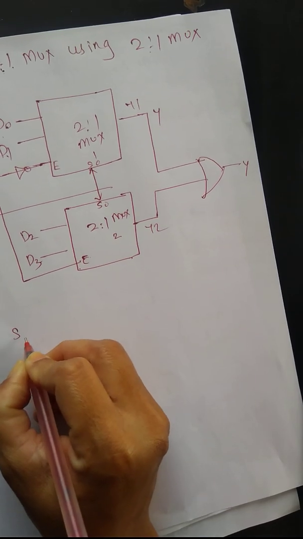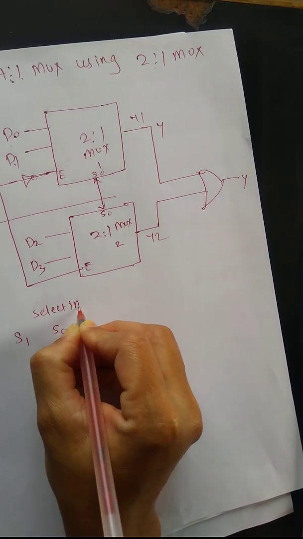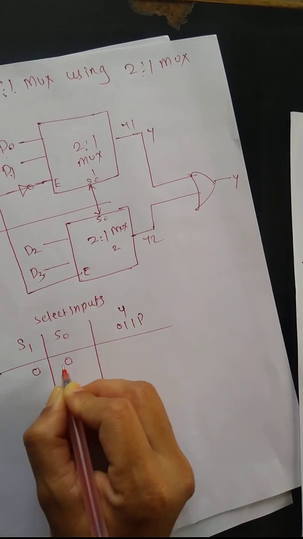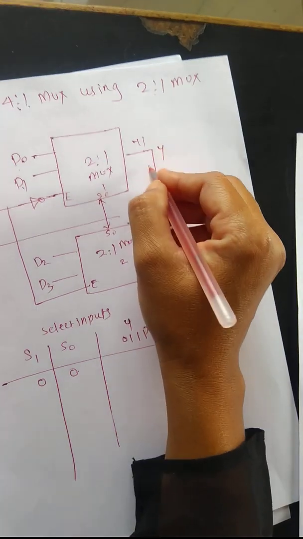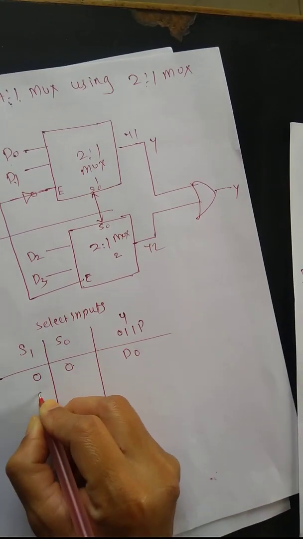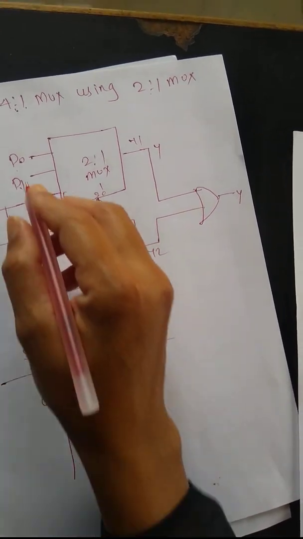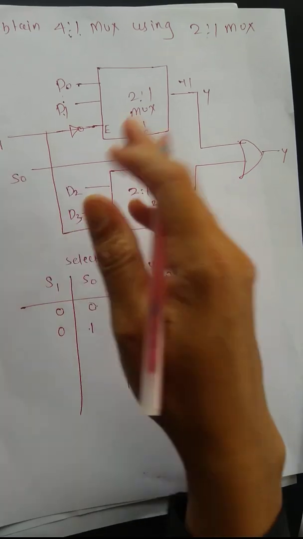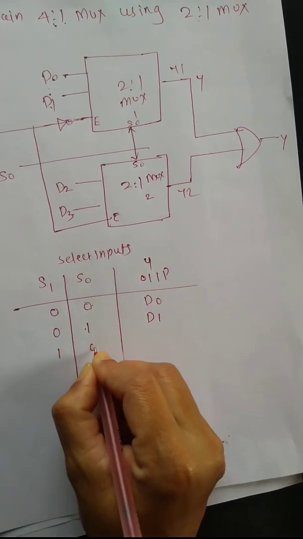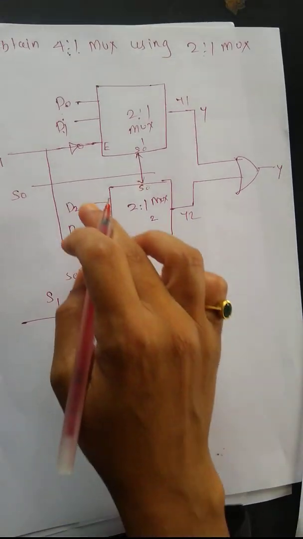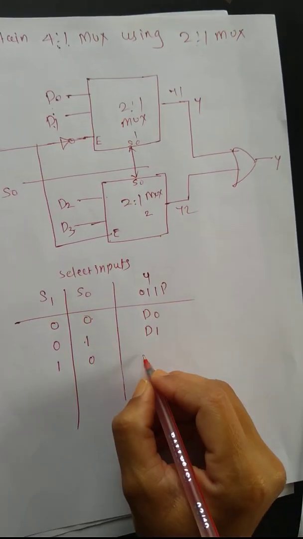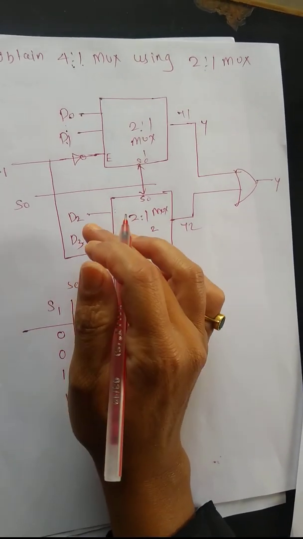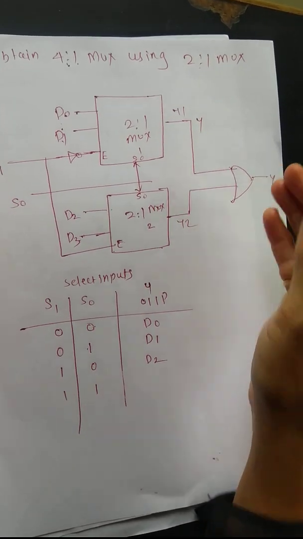Then the truth table: S1, S0 are the select inputs, and Y is the output. Select line data 0, 0: the input is selecting D0, that Y1 output we get, and the final output Y we get as D0. Next, 0, 1: for select line data 0, 1, the input is selecting D1, and we get the output Y as D1. Next, 1, 0: for select line data 1, 0, the data input is selecting D2, and that D2 is routed as the Y output. 1, 1: that is D3 selecting the data input line. So for the D3 input line, we get Y2 output as D3, and the Y output is routed as D3.